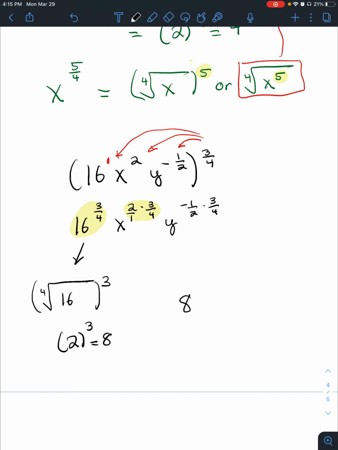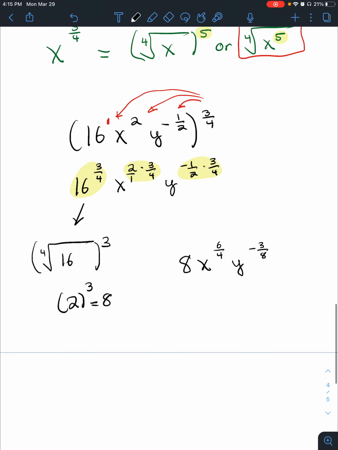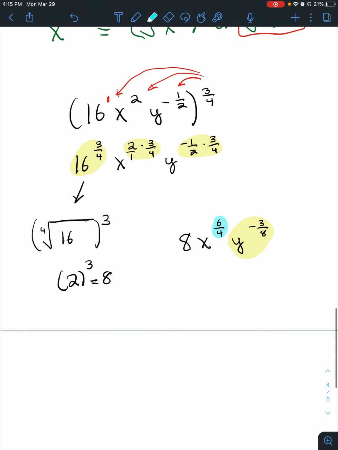So I'm going to get 8x to the power of 6 over 4. I'm going to get y, multiply these two, multiply across, and get negative 3 over 8. I know that I can take this part and move it to the denominator because of that negative exponent. I know I can take 6/4 and simplify that to 3 over 2 since they're both divisible by 2. So I get 8x to the power of 3 over 2 over y to the power of 3/8. And this is my final answer.